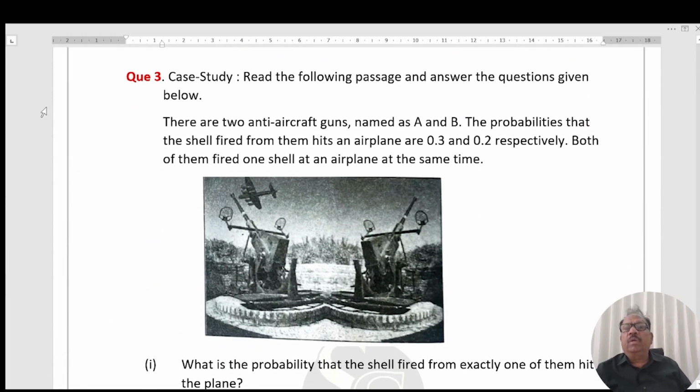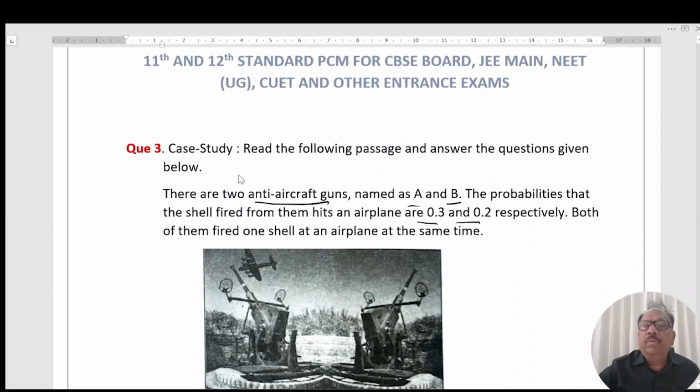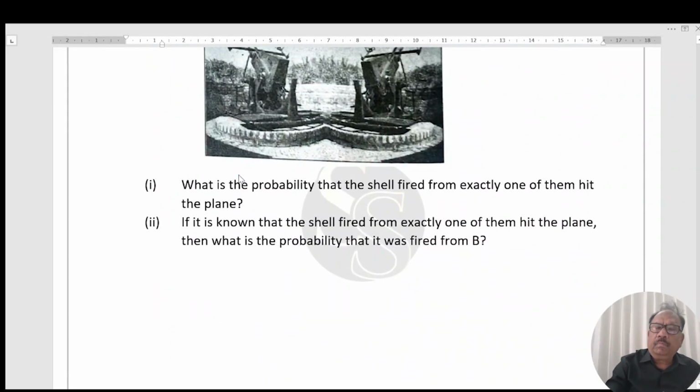Case-based study. Read the following passage, answer the question below. There are two anti-aircraft guns named A and B. The probability that the shell fired from them hits an airplane is 0.3 and 0.2. Both of them fired one shell at the same time. What is the probability that 0.3 and 0.2? A, B.